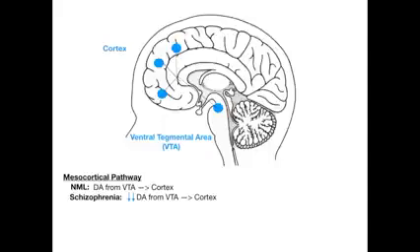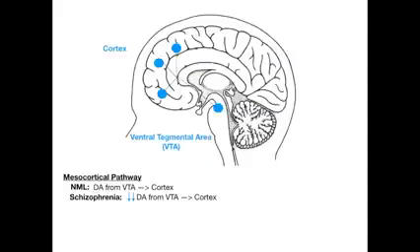I want to make sure that you understand this. In the mesocortical pathway, the reason that you have dysfunction in schizophrenia, and specifically now we're talking about the negative symptoms of schizophrenia, so anhedonia, flat affect, poverty of thought, all the things that you don't have that you should have, that's due to the mesocortical pathway having decreased levels of dopamine.